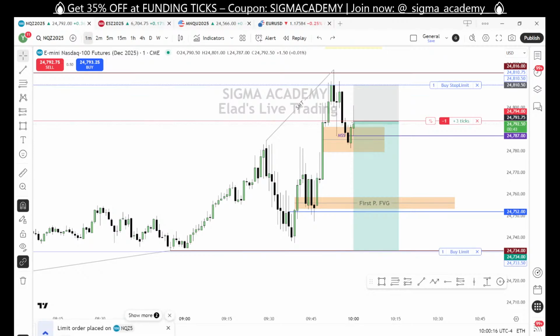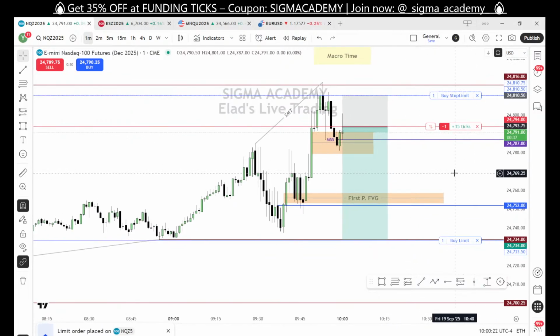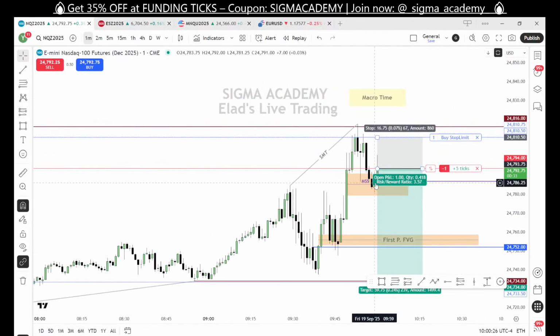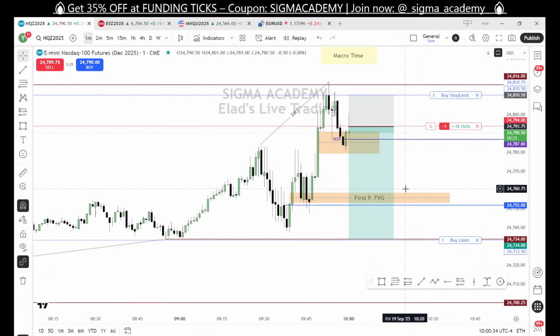Gap in our favor, MSS in our favor. SMT with the ES, Judah swing with yesterday's high. It should go lower. You can take partials on the first presented if you want to. I prefer to take my exits on the liquidity on the other side.